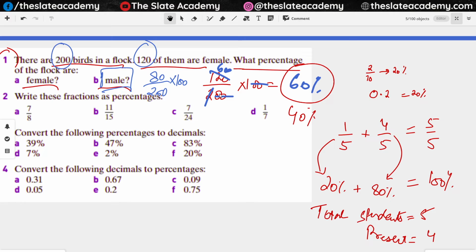Yes, 90%. How did you get 90%? How many are present? 4. How many are total? 5. So 4 out of 5 are present, and 4 out of 5 multiplied by 100, what is the answer? Here it's written on the screen.